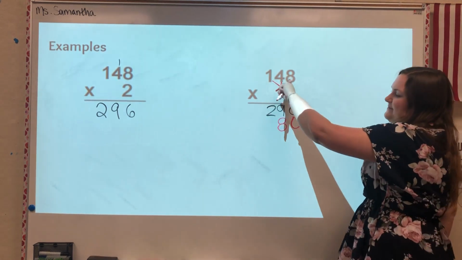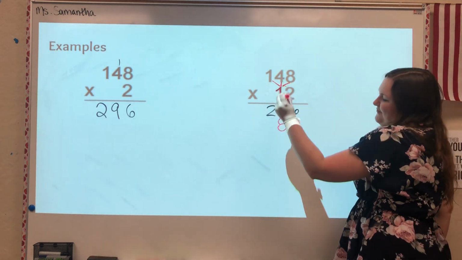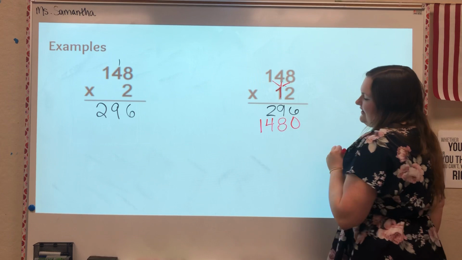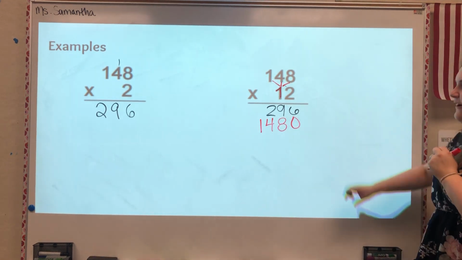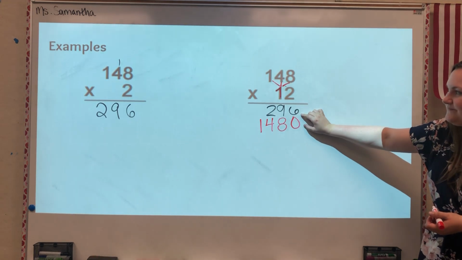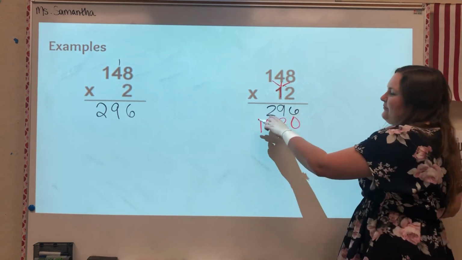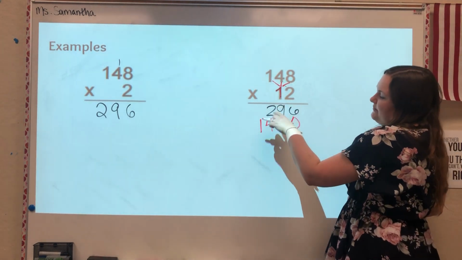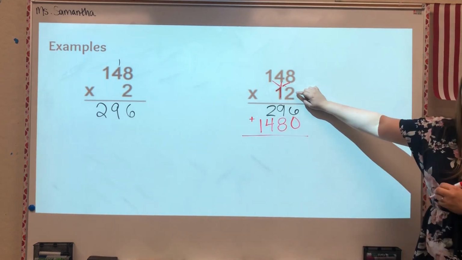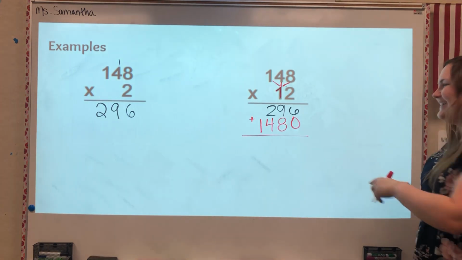So I could go 1 times 8 gives me 8. 1 times 4 gives me 4. And then 1 times 1 gives you 1. Now I'm looking at 2 numbers. Do you know what we're going to have to do to get our answer? Well, I'm going to add what I got when I multiplied the 2 to what I got when I multiplied the 1. And together that's going to get what we get when we multiply by 12.